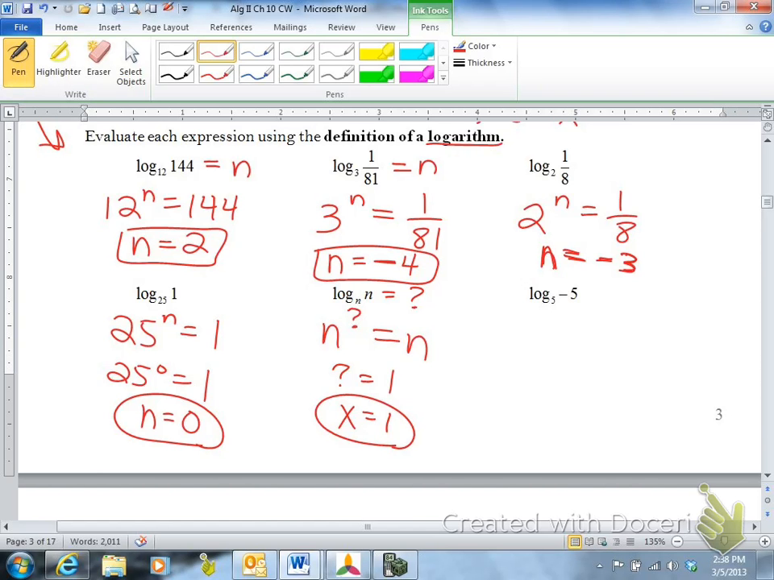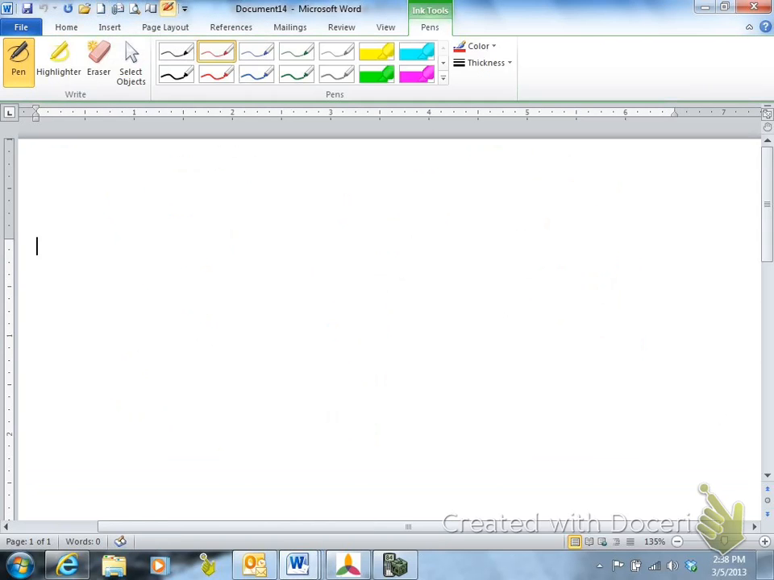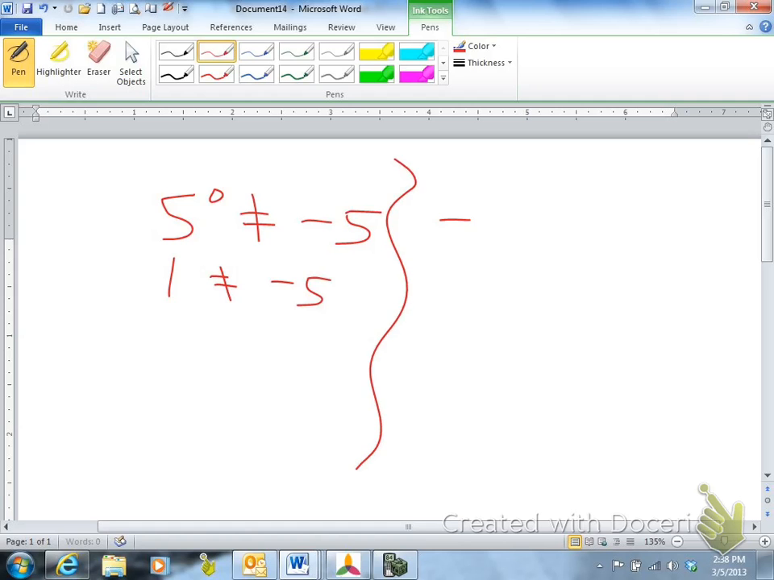For the last one, if you rewrite it, the base is 5. You want to know what the exponent is. 5 to the what equals -5? And if you think about it, maybe you're conjecturing some numbers. If you tried 5 to the 0, does that equal -5? That's not true, because that would be 1 equals -5. If you tried 5 to the -1, maybe, does that equal -5? And that's not true, because that would be 1/5 equals -5. So 0 doesn't work, -1 doesn't work.